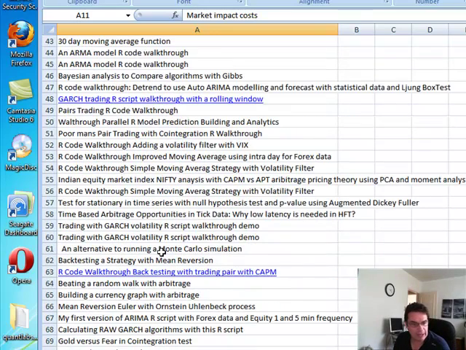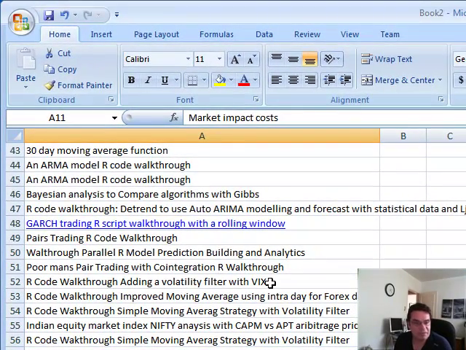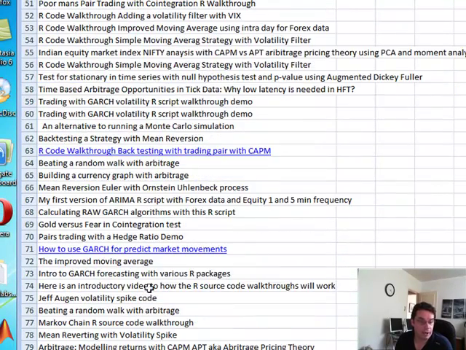So for instance, again, I'm randomly picking this mean reversion, currency graph with arbitrage, obviously for Forex, lots of GARCH, time-based opportunities in tick data, why low latency is needed in HFT. There's a demo on that. I remember that specifically. Again, volatility with VIX, parallelization with R for predicting, analyzing, and building. Got Bayesian, ARMA, I did a lot of ARMA and ARIMA.